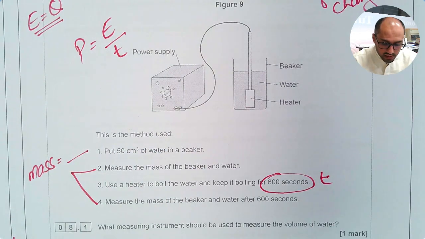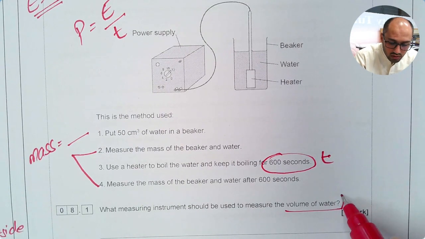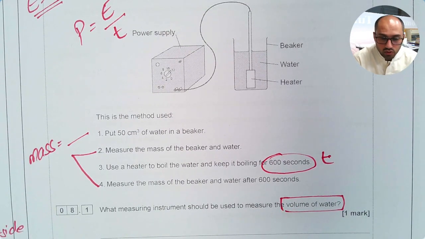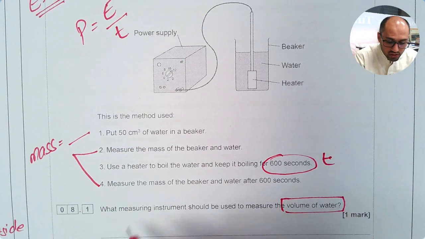So the first part says what measuring instrument should be used to measure the volume of water. So to measure the volume of water to this value, we will generally use a measuring cylinder in the lab.